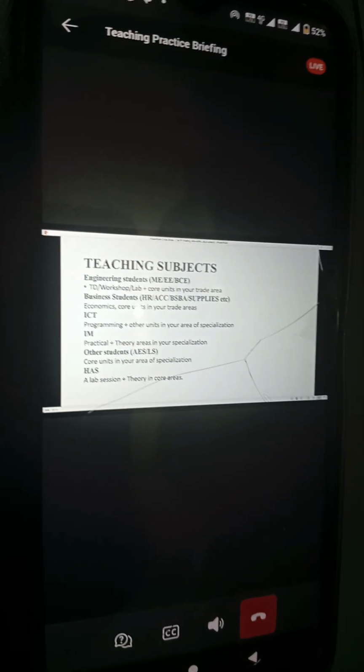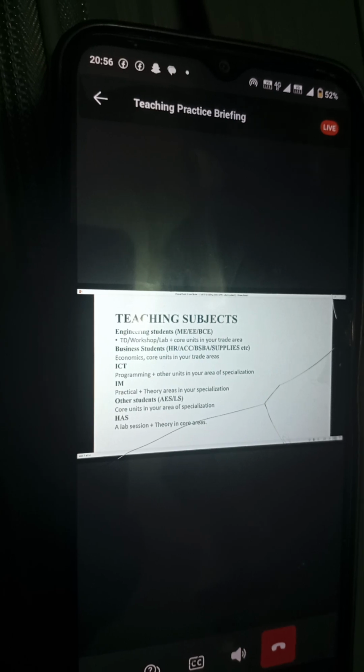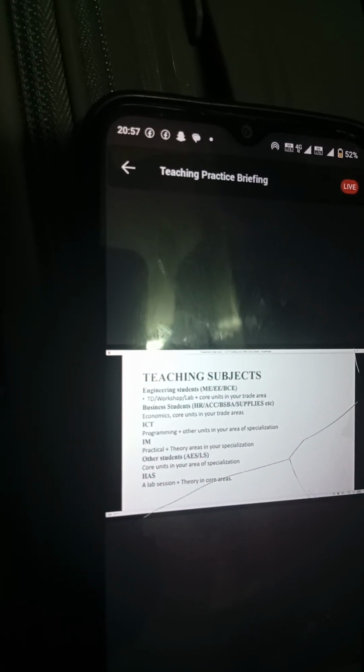Very good. Business students, those are HR, secretarial, business administration, supplies, and so on. You can teach economics. Then the musts, this is the musts. You can teach economics as a common subject. Then you must teach your core unit area. If you are in HR, you must have a unit in HR. If you are in accounting, you must have a unit in accounting. If you are in business administration, you must have an administration unit. So that's what it means.